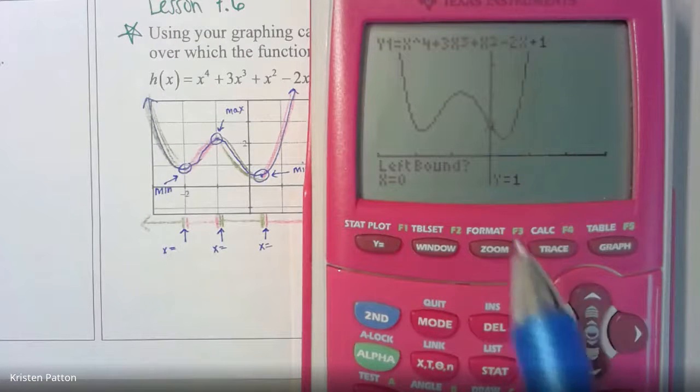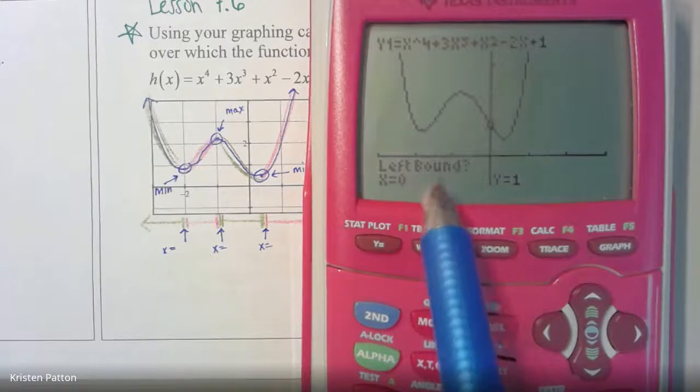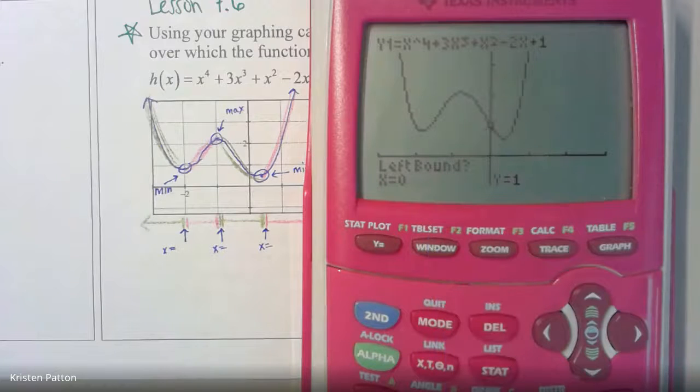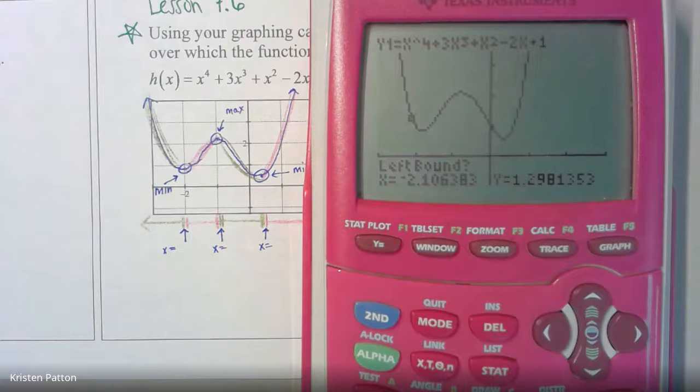And I'm sure you did this in Algebra 1 and in Algebra 2. But I want to go find this minimum. Right now it's saying, what's your left bound? Well, that means I need to go to the left side of that minimum. So I can arrow over. I know this is time consuming. We can also type in a number. So I think we can all agree that I'm on the left side of that low point. It says right bound. So I'm going to move my cursor to the right side. And exaggerate. Don't stay so close that you can't tell. Clearly, make sure you're on the other side and hit enter.